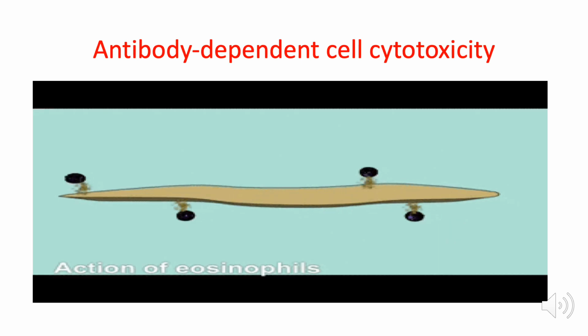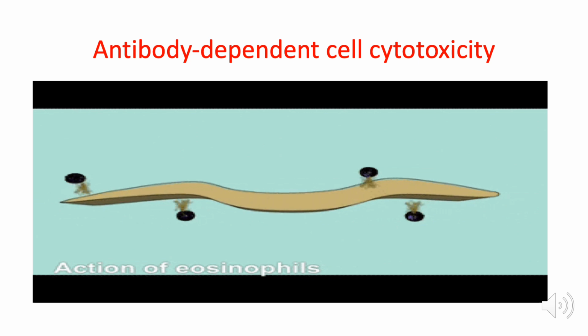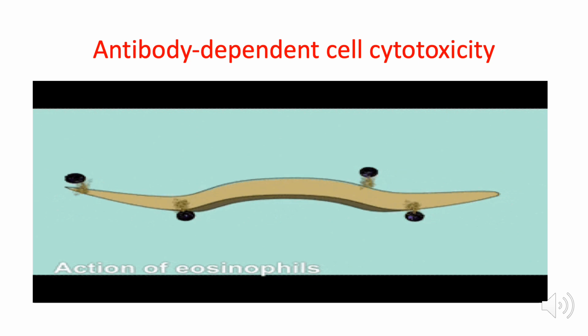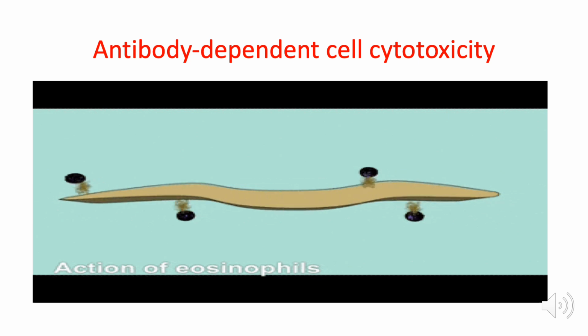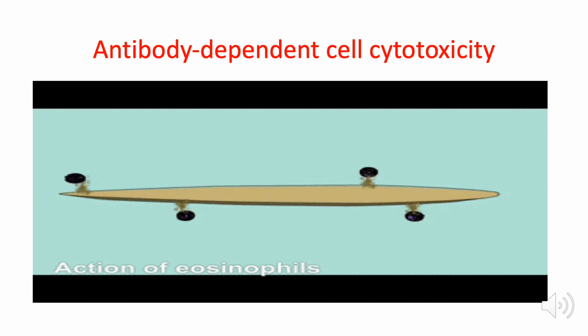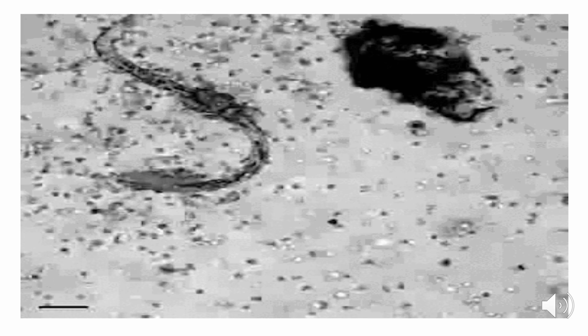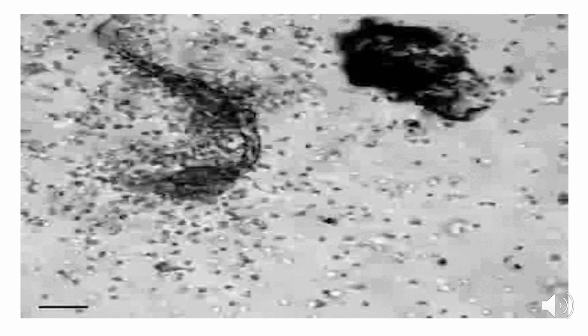The degranulation of eosinophils in ADCC, or antibody-dependent cell cytotoxicity, results from the binding of the eosinophils to the antibodies that are bound to the surface antigens of the parasite. So take a look at this parasite and see how the eosinophils attack it after discovering the presence of antibodies on its surface.